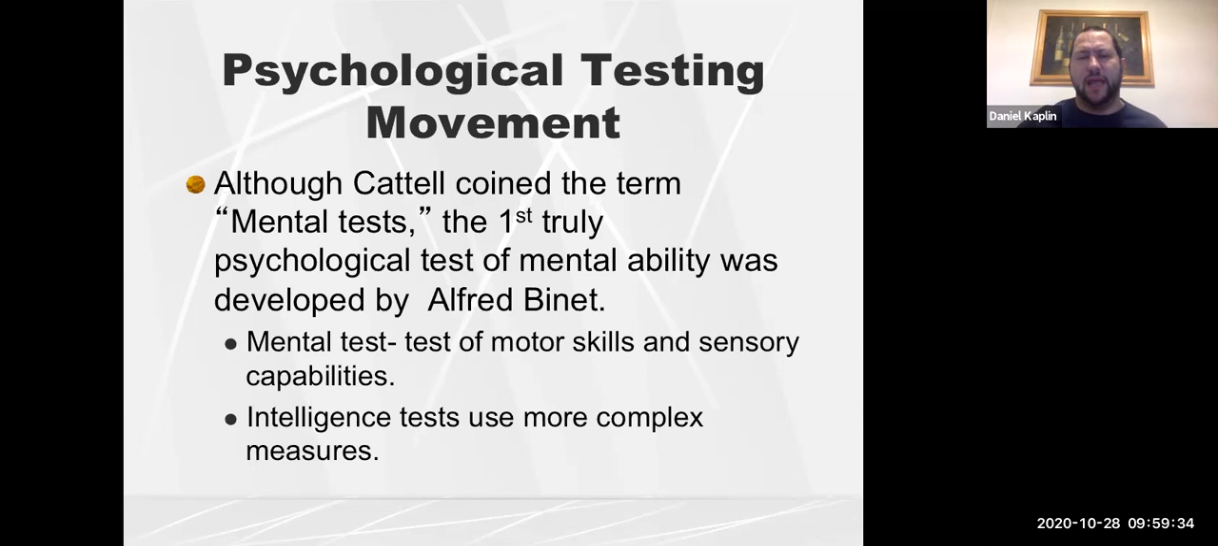And Alfred Binet, his purpose, he was hired by the French ministry because France also went to the public school model to determine which children could benefit from regular education and which children would need special education. So even though Cattell coined the term mental test, the first real psychological test of mental ability was actually Alfred Binet, right? So things like intelligence is far more complex.